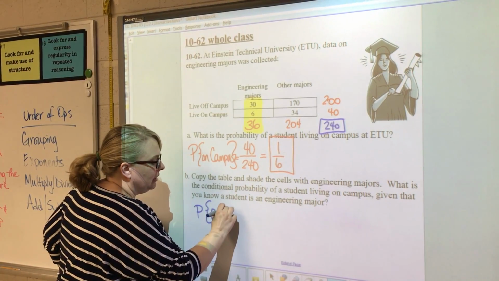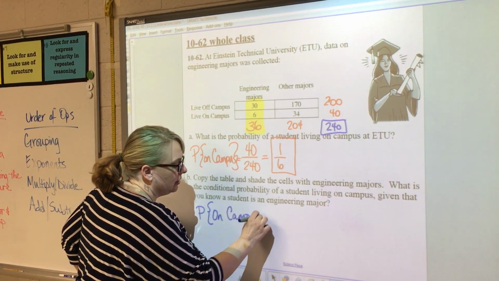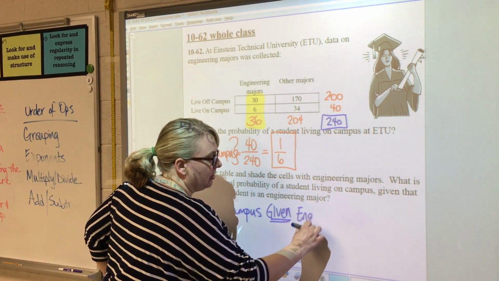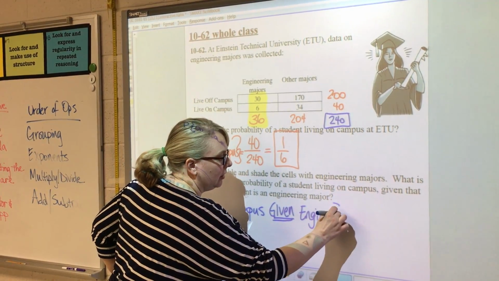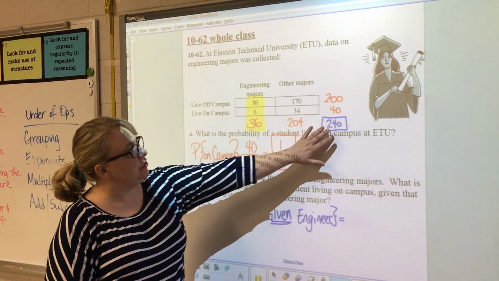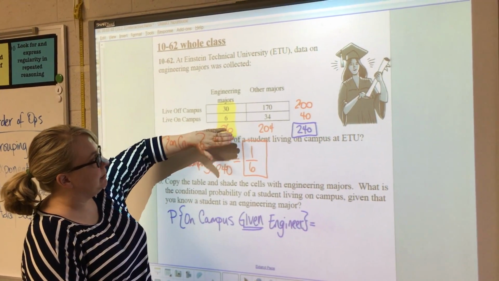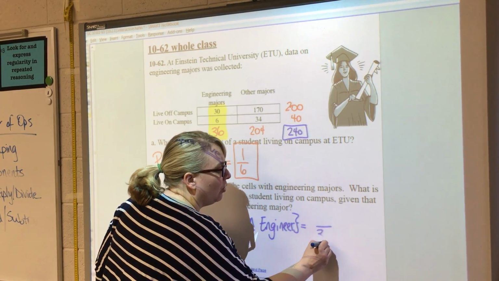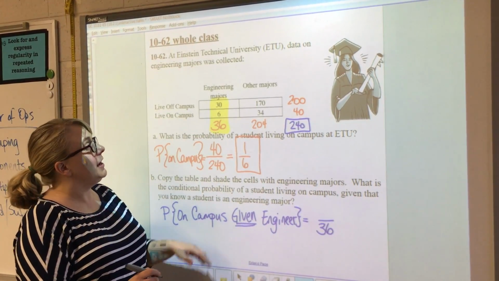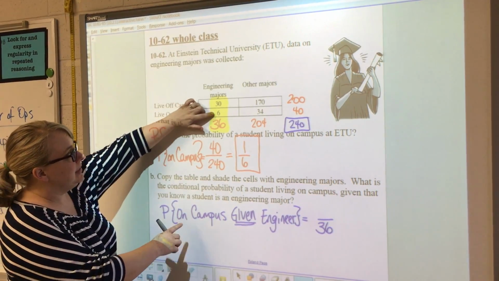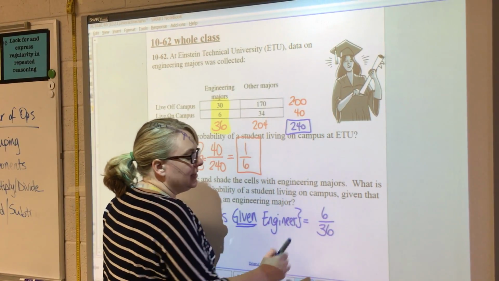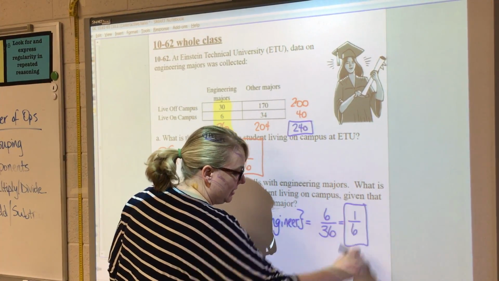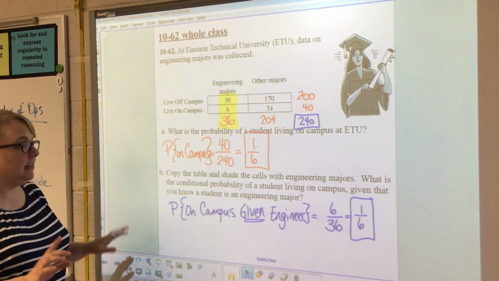So we're going to say the probability of on campus given that you know they're an engineering major. Well, now instead of the 240 students, I'm just narrowing it down to the engineering majors. So my total sample space is 36. So instead of being over 240, now it's going to be over 36. And how many of them live on campus? 6 of them do. So in this case, it's 6 over 36, which if I reduce it down, I get 1/6.